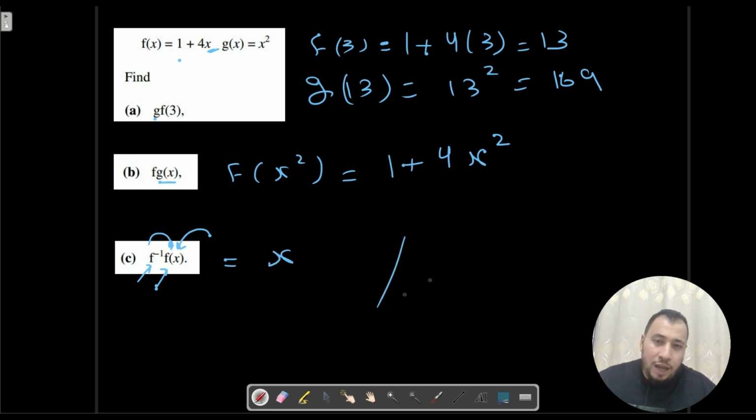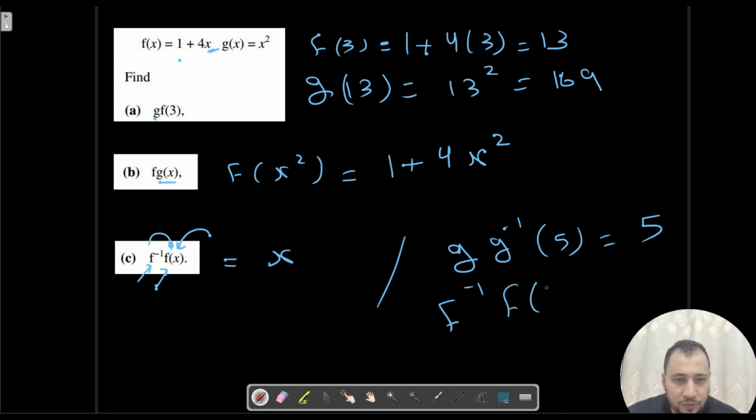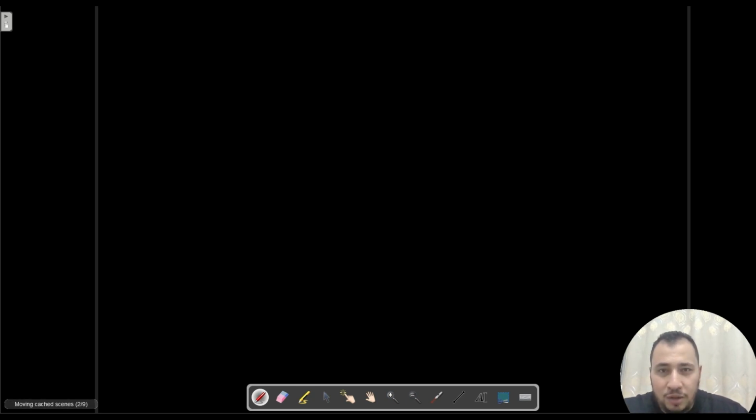Mister, what do you mean? I mean, for example, if you have g of g inverse of 5, this is going to be 5. If you have, for example, f inverse of f of 2, this is going to be 2. So the function and its inverse, always they cancel each other, and simply what will remain here is whatever inside the brackets. That's why here your final answer is x. Okay, let's go to the next question here.